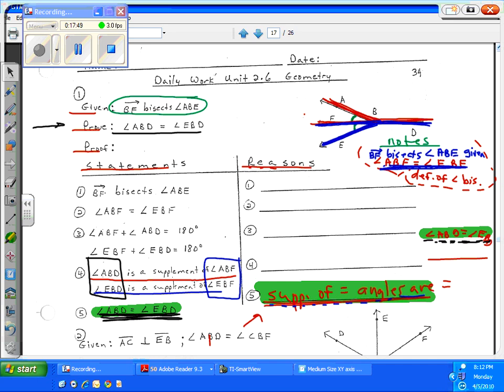So I see that I have supplements of equal angles, you see. But I need to be able to say that ABD is a supplement of ABF. And I need to see that EBD is a supplement of EBF. And so I have to say, well, how can I say something supplementary? Well, the only way I know to say that something is supplementary is by the definition of supplementary. Well, what is the definition of supplementary? Well, we're going to make that our reason.